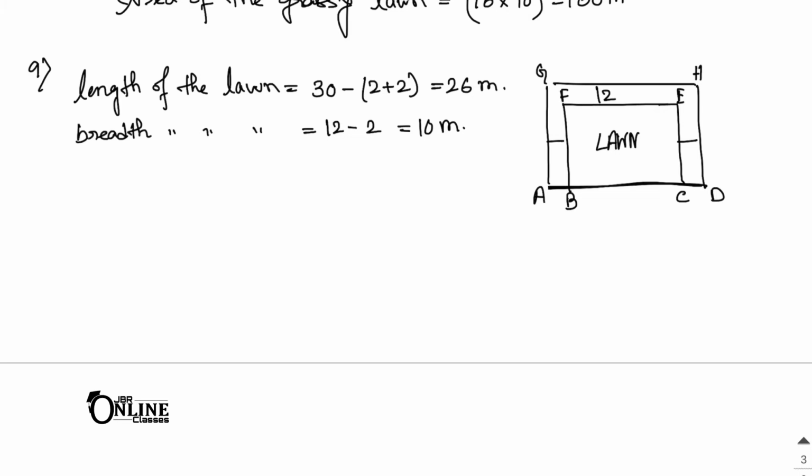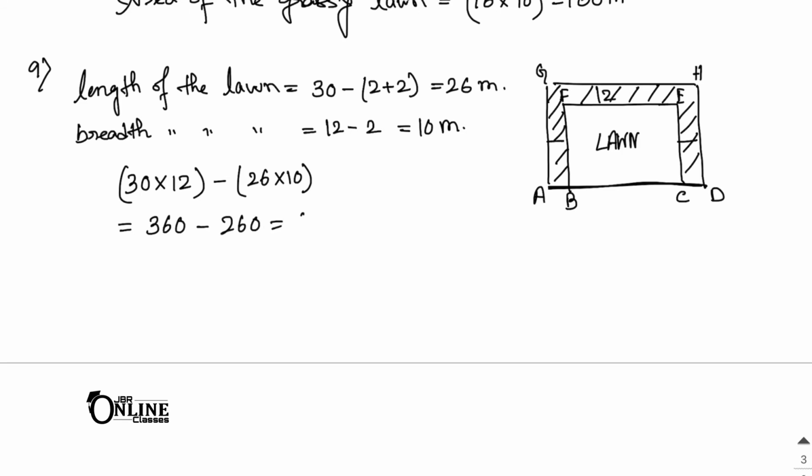Now you have to find out the area of the flower beds. So to find out the area of that portion, first you have to find out the total area, and then you have to subtract the area of the lawn. So the total area will be 30 into 12, and the area of the lawn will be 26 into 10. So 30 into 12, that is 360, and here 260, so that equals 100 meter square is your answer.